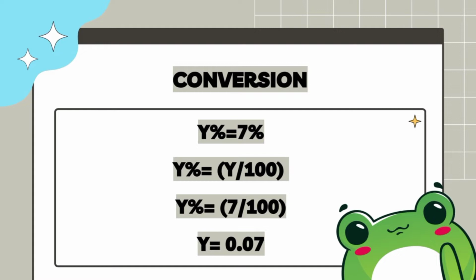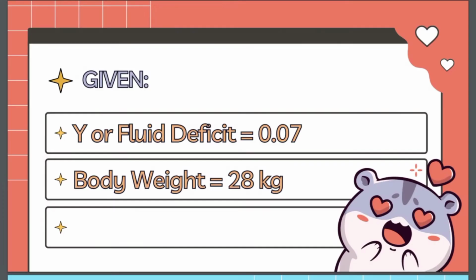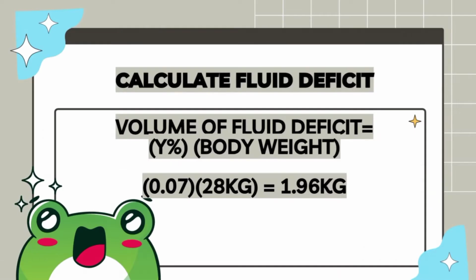Convert the fluid deficit percentage into decimal. To convert 7% into decimal, we just have to divide 7 by 100 to get its decimal value. So, we have now the value of fluid deficit, or Y, which is 0.07. Given the patient's body weight of 28 kilograms, we can now calculate the volume of fluid deficit by following the formula. Fluid deficit, or Y, multiplied by the patient's body weight.